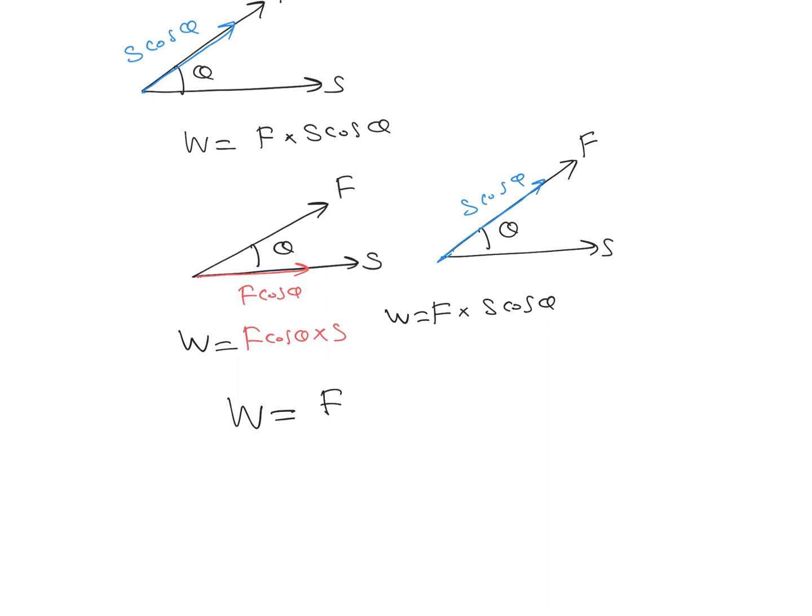Work done is equal to F vector dot S vector. As we know, A dot B is equal to AB cos theta, so F dot S is equal to F S cos theta.